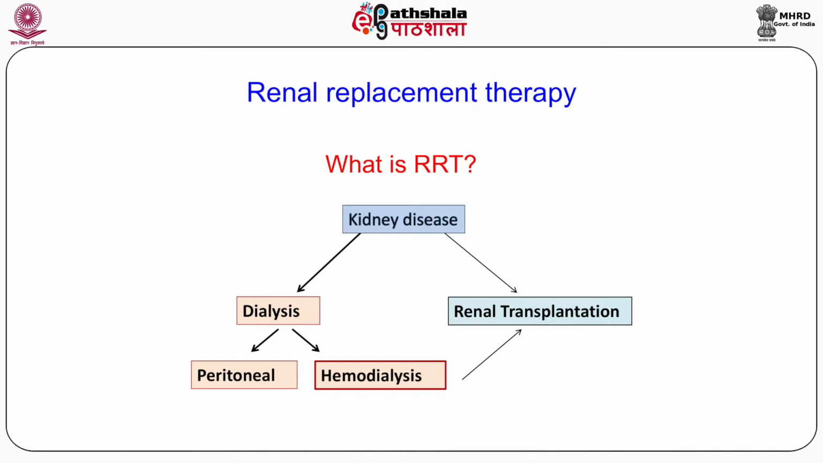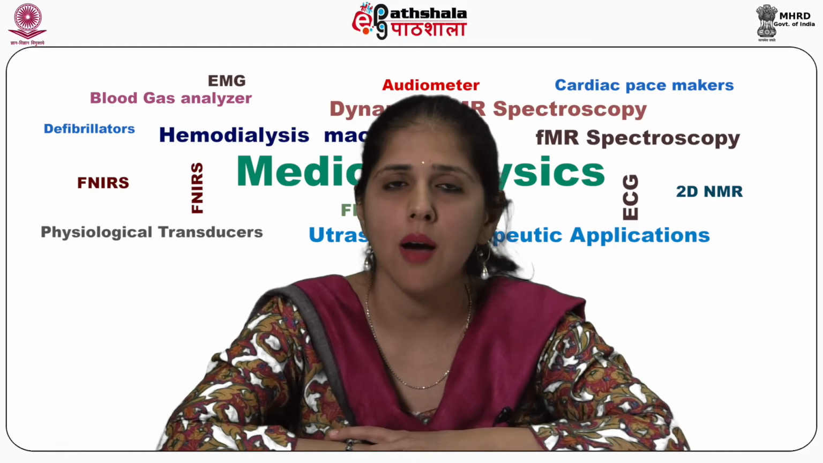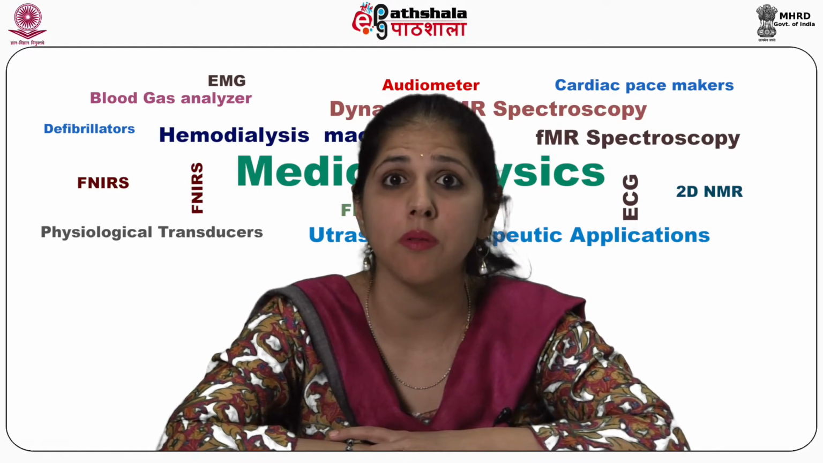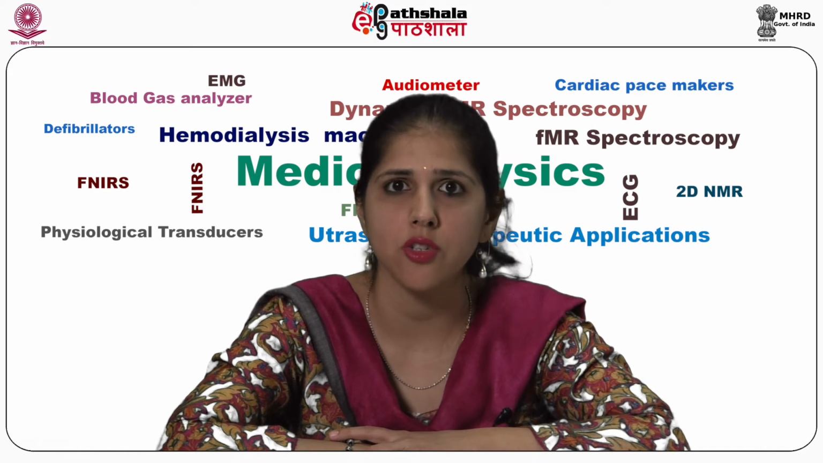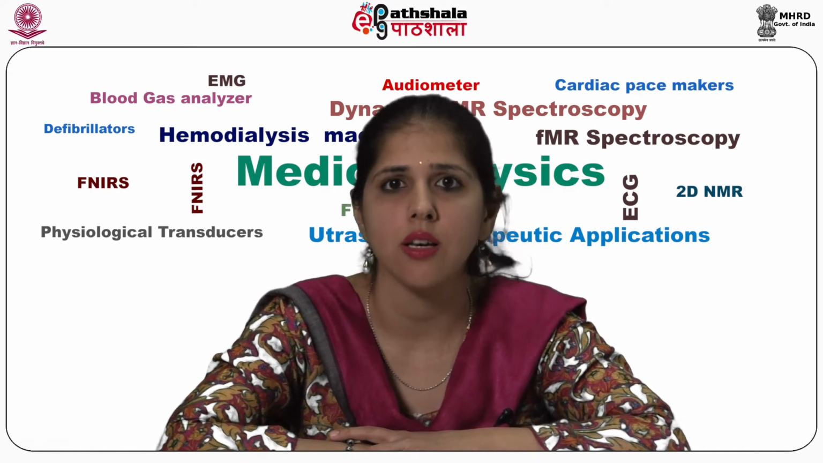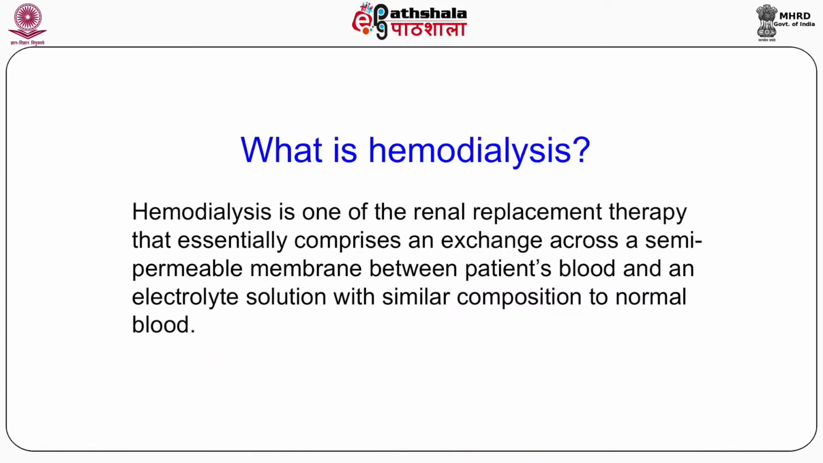Dialysis basically takes care of the first two functions of the kidney that we discussed, that is the removal of waste products from the body as well as maintenance of electrolyte and water balance. Dialysis can be of two types: peritoneal dialysis, where the dialysis is done across the peritoneal membrane of the patient, and hemodialysis. Amongst them, hemodialysis seems to be the more effective form of treatment because it ensures complete removal of waste products along with fewer complications. So what exactly is hemodialysis?